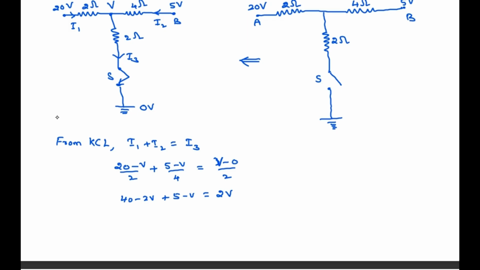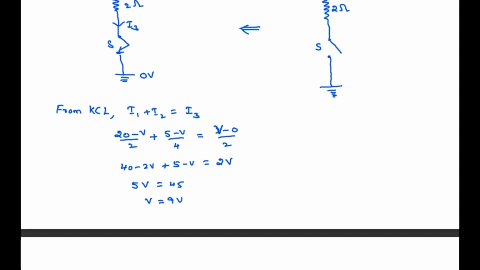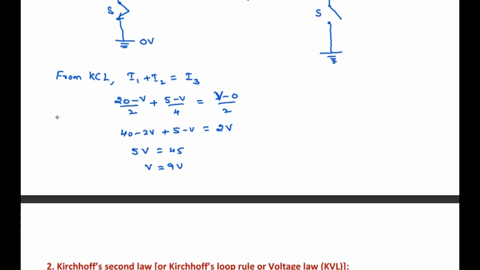And after this we will have 5V equal to 45, from this V is equal to 9 volt. So this is the V value, but we need the current passing through the switch, that means I3 value we need. We can write I3 is nothing but (V minus 0) by 2. V value is 9 by 2, that is equal to 4.5 ampere. So this is the current passing through the switch.